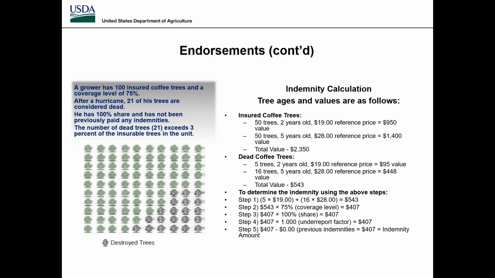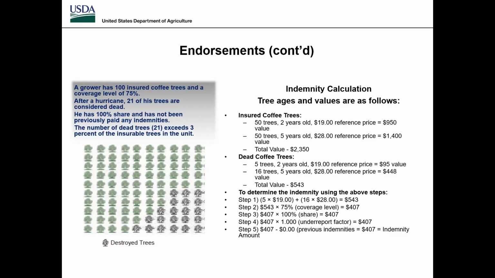As you can see from the indemnity calculation on the right side of the screen, the tree ages and values are as follows. We have 50 trees that are 2 years old at a $19 reference price, totaling $950 value. The other 50 trees are 5 years old and they receive a $28 reference price, totaling $1,400 value, for a total value of $2,350.